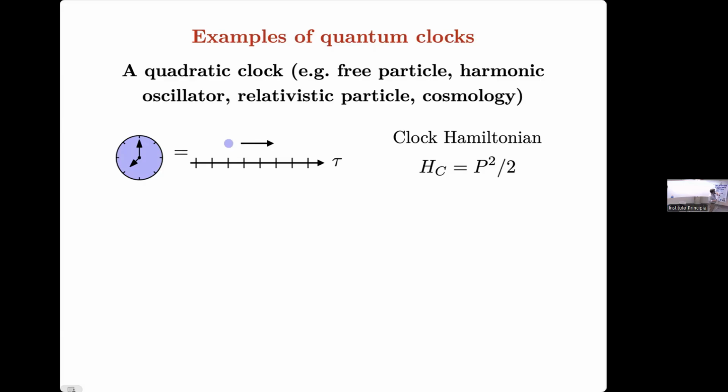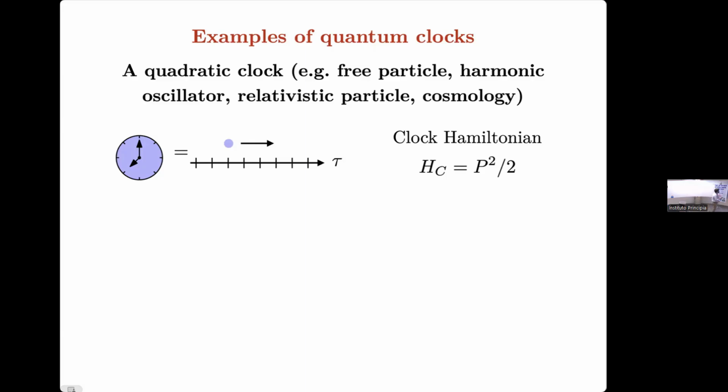But another Hamiltonian you might have is basically a p squared Hamiltonian. This is like the free particle. P squared appears in all sorts of different systems: harmonic oscillator, different models of cosmology, relativistic particle. So the point is, even in this case, this Hamiltonian is bounded from below.